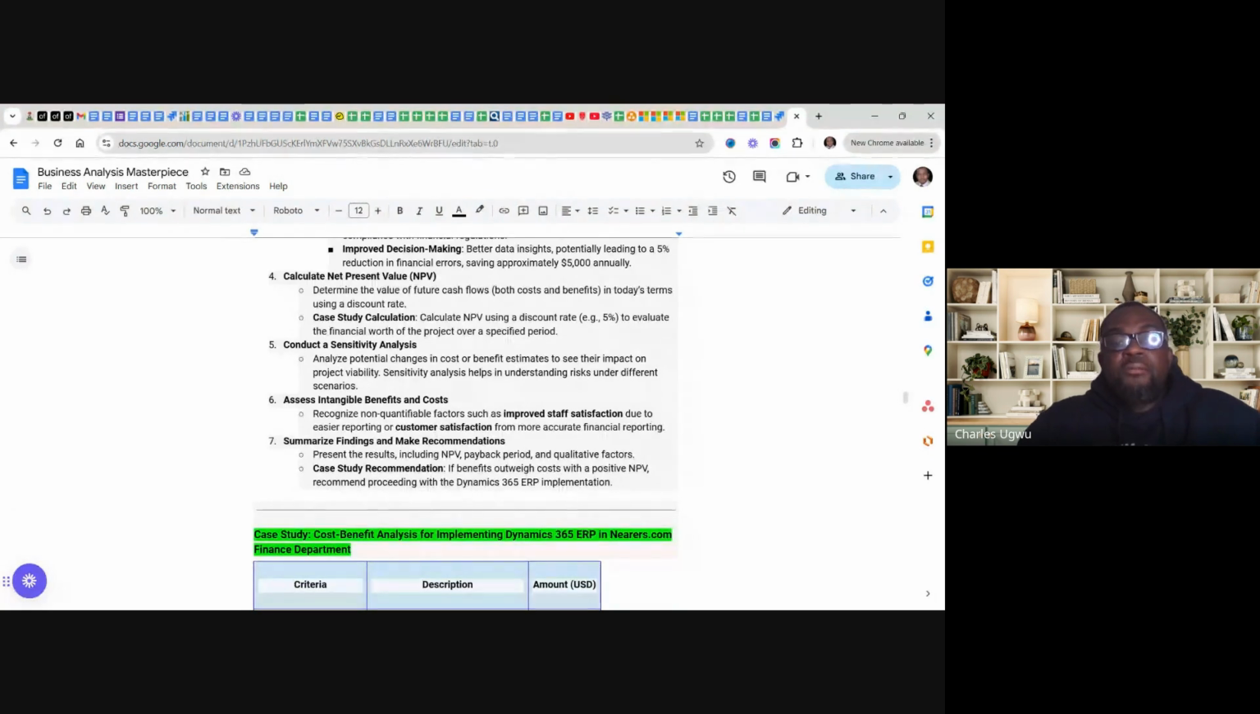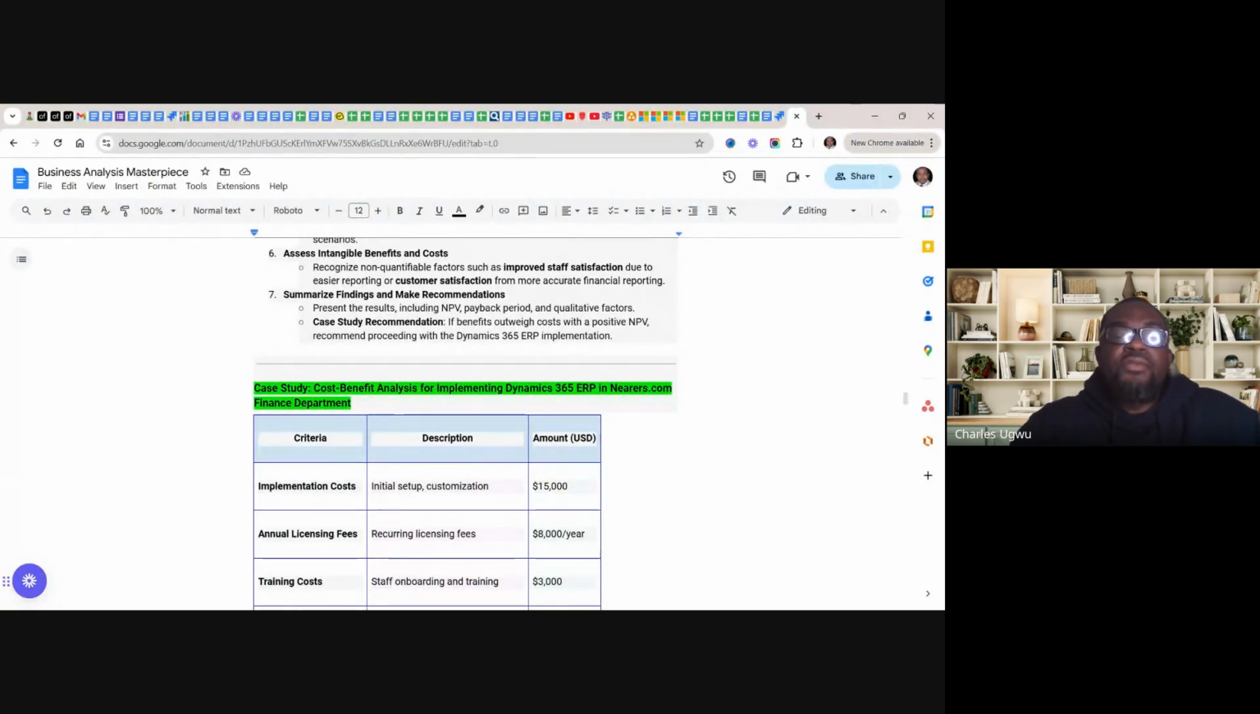Summarize findings and make a recommendation. Once we have done the addition and subtraction, we should be able to come up with a value that will be the net value, the net benefit. Not all the time, though. At times you see that the cost outweighs the benefit, and in a situation where the cost is outweighing the benefit, it means that you can't proceed. So this is what we call cost-benefit analysis.